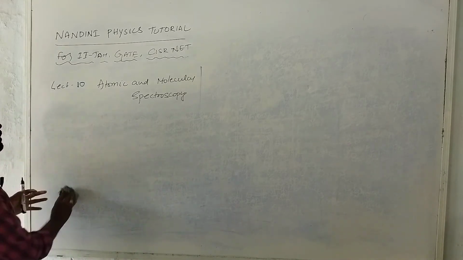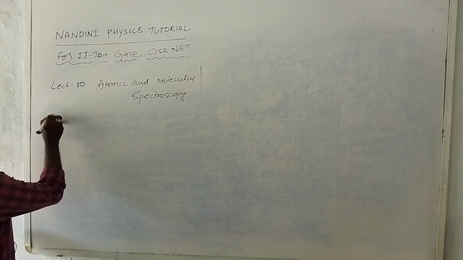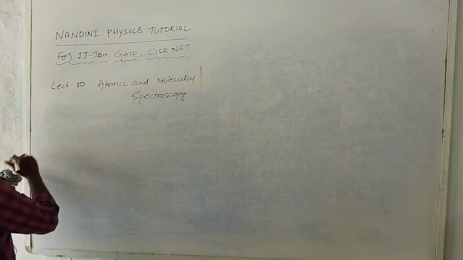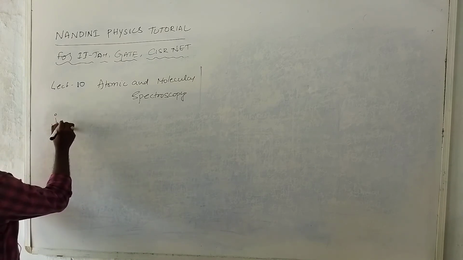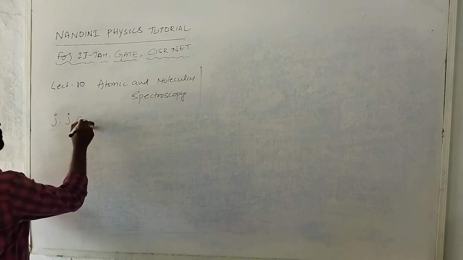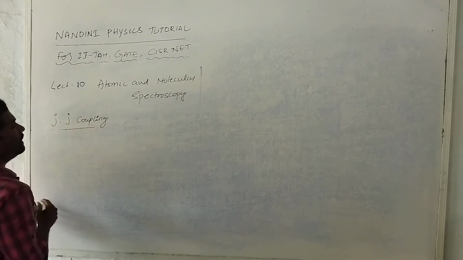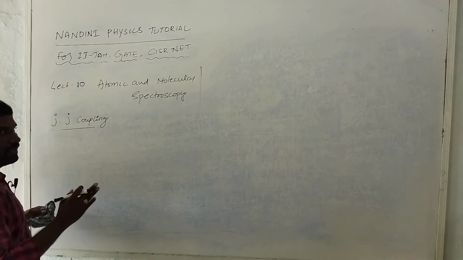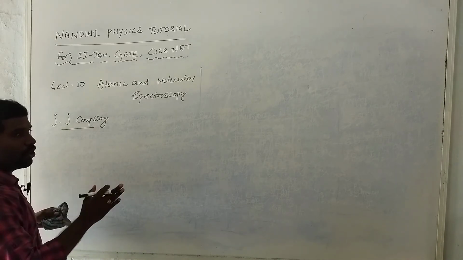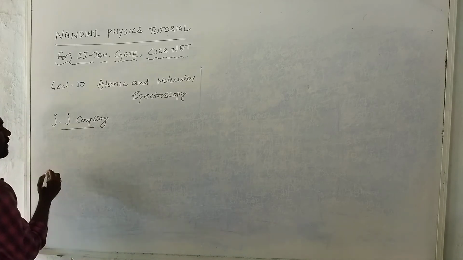JJ coupling. Write small j, JJ coupling. In the previous class I explained LS coupling, orbit-orbit interaction, spin-spin interaction, and spin-orbit interaction. Right now, JJ coupling. Okay.